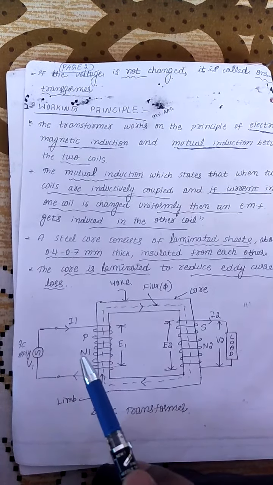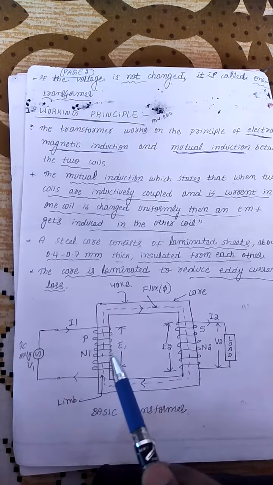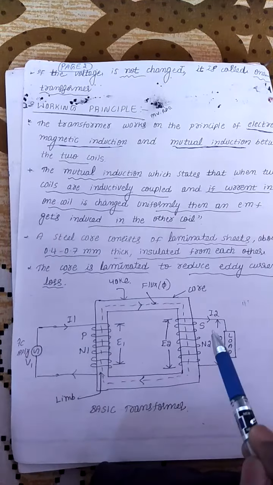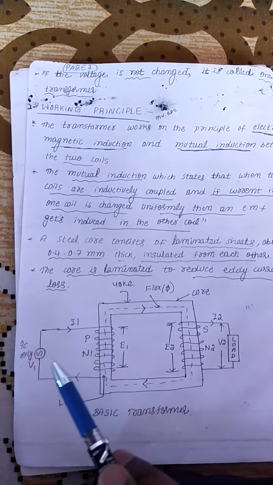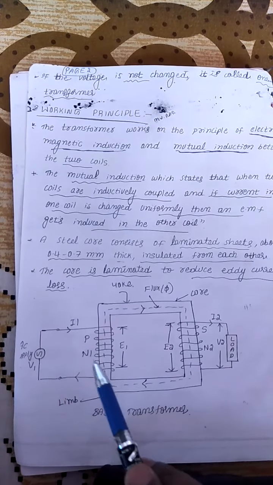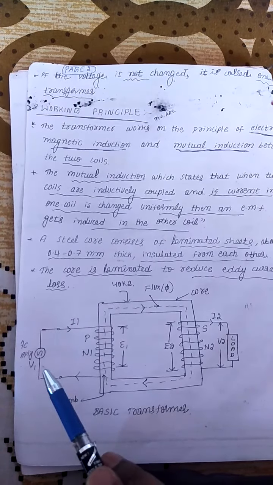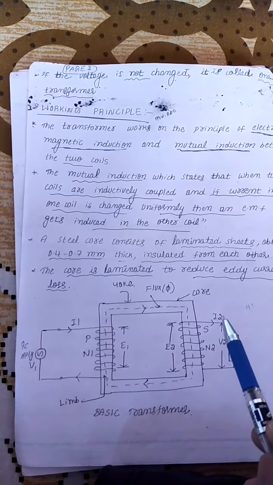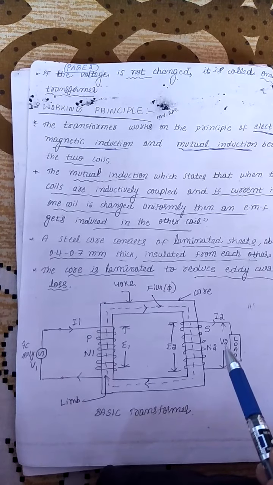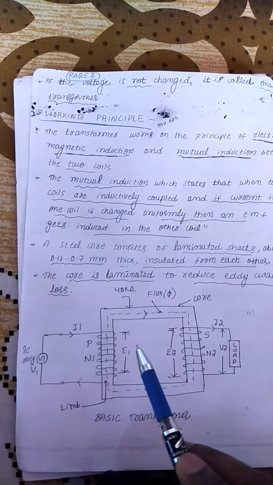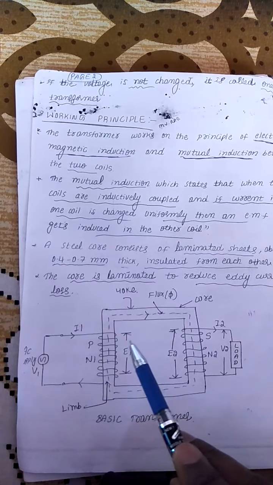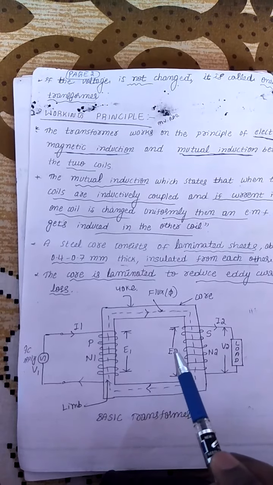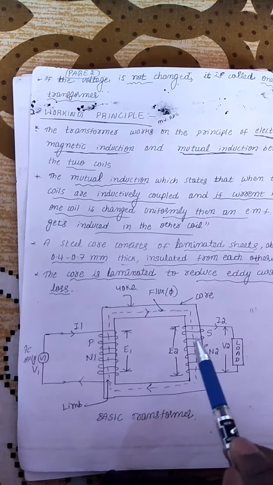Here N1 is the number of turns on the primary side. This one we call the primary side P, and this one we call the secondary side S. V1 is the AC voltage applied at the primary side, I1 is the current flowing due to V1, and V2 is the output voltage across the load, and I2 is the current due to V2. E1 is the self-induced EMF in coil N1. E2 is the mutual induced EMF in the coil N2.